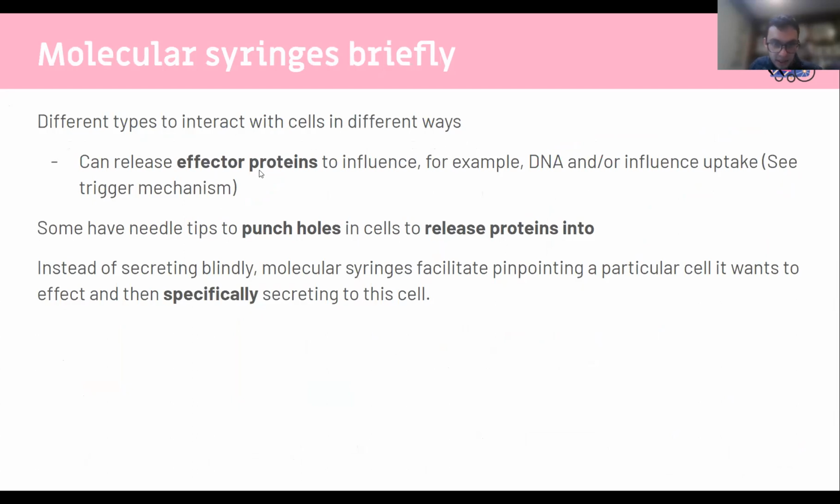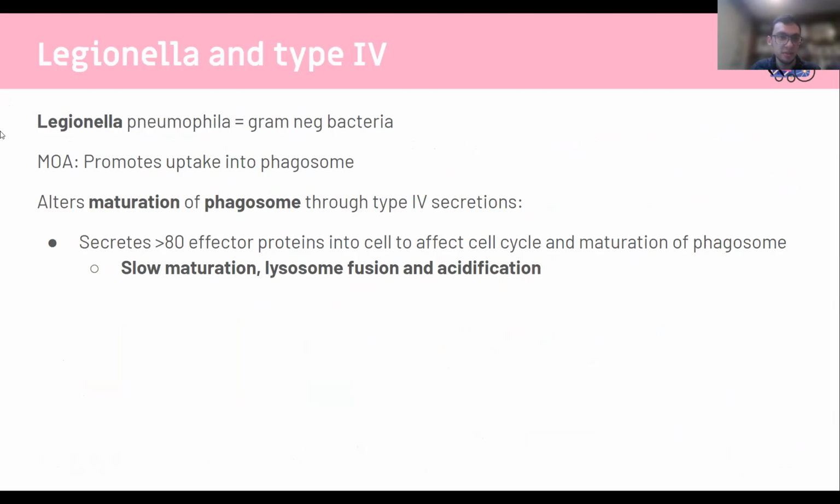I've said that they can release effector proteins to influence DNA. Sometimes they influence uptake, sometimes they release toxins. So they can release effector proteins which trick the cell into taking the pathogen inside. Some have needle tips that can punch holes to release protein inside, and it's specific, not just secreting blindly. An example is Legionella.